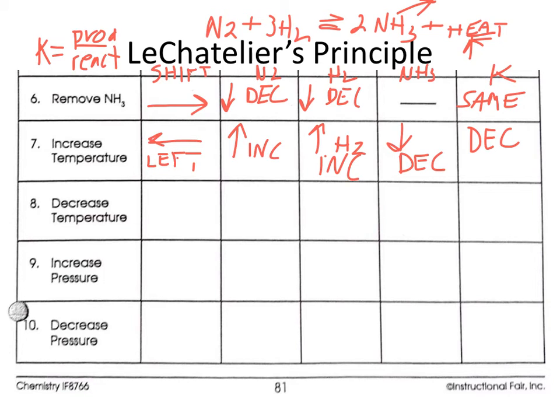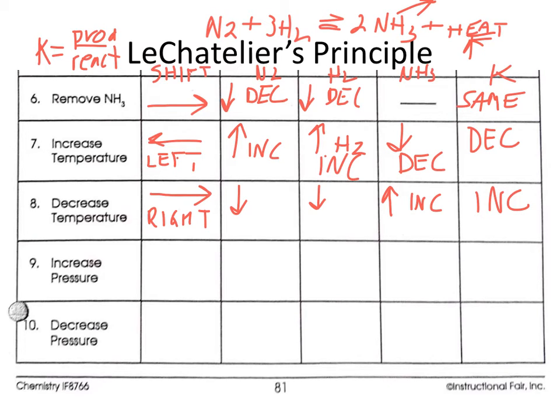Now let's take a look. If we decrease the temperature, that's like removing heat from the system. If we remove heat from the system, the equilibrium will shift to the right to produce more heat to make up for it. So the system shifts to the right. That means the concentrations of N2 will decrease, H2 will decrease, ammonia is going to increase, and if the products are increasing and the reactants are decreasing, that means K is getting larger, so K is going to increase.